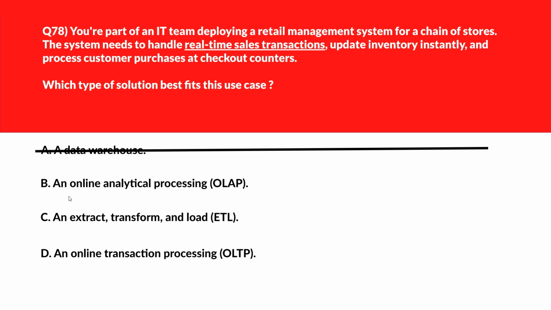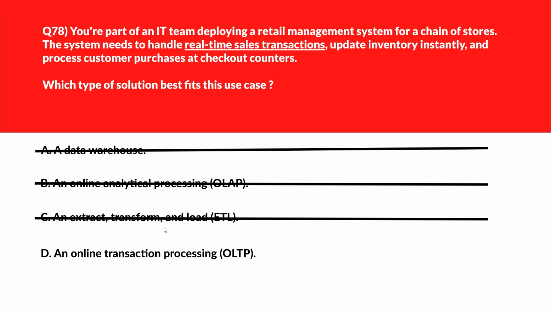B says online analytical processing, OLAP. OLAP is used for multi-dimensional analysis, not operational transactions. Wrong choice. We'll move to option C. C says ETL. ETL handles data movement and transformation, not live transaction execution. We'll eliminate it. We'll move to now D.